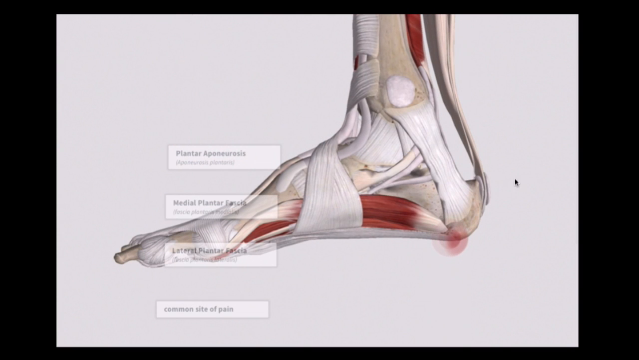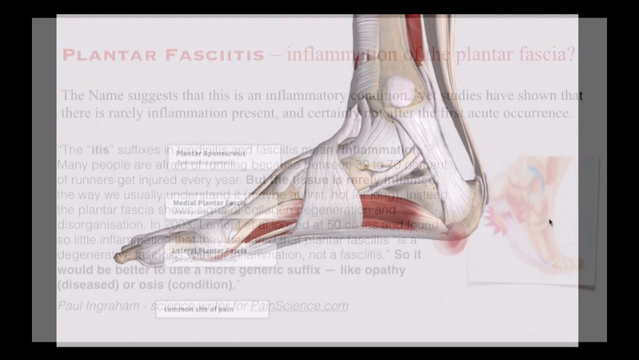So muscle tension in the calf, particularly coming from soleus through the Achilles tendon here, will pull the calcaneum or heel bone backwards, and this will place additional stress along the aponeurosis, causing tension and pressure on this point of attachment, which is our common site of pain.